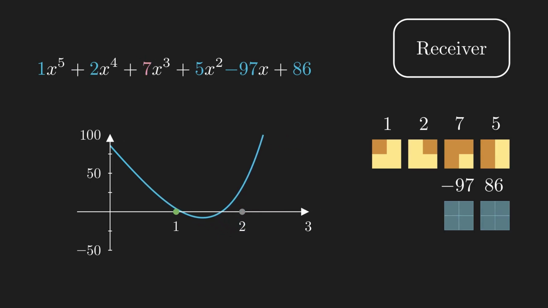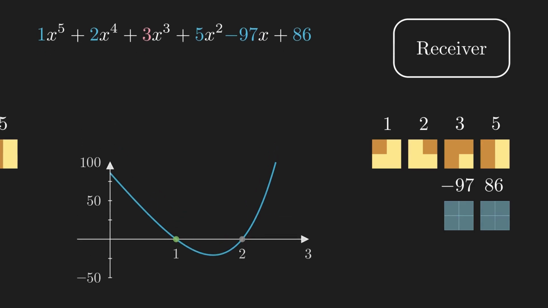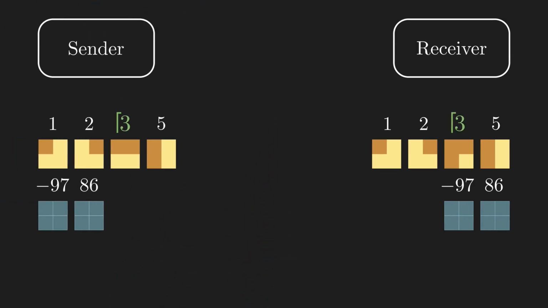But watch what happens at the third coefficient. If we set it to 3, so that the polynomial goes through 1, 0, we see that it also magically goes through 2, 0. So we just fixed our polynomial. But since the polynomial is going through both points, that means all of the coefficients are correct, and we found the culprit. All we need to do is change the 7 to a 3. And if we compare it to the original message, we indeed fixed the corrupted code word.